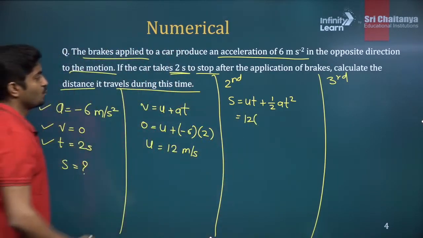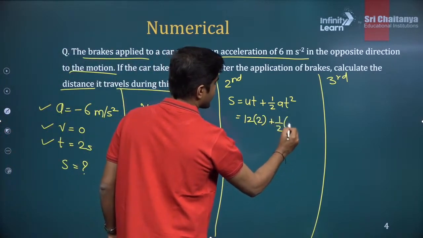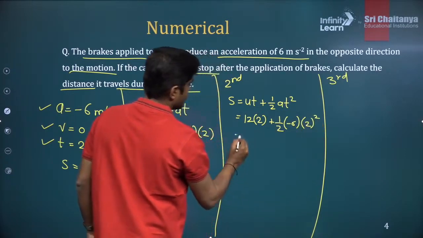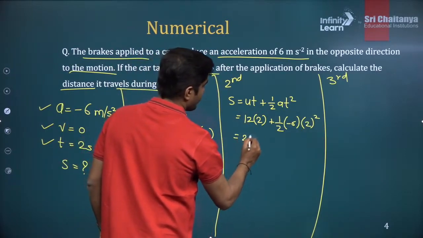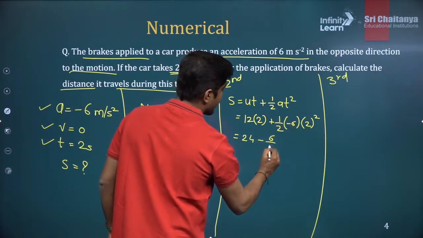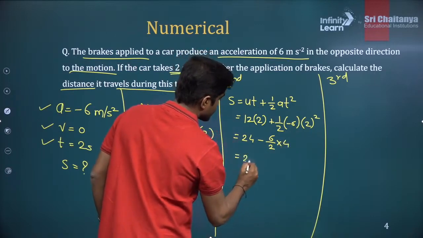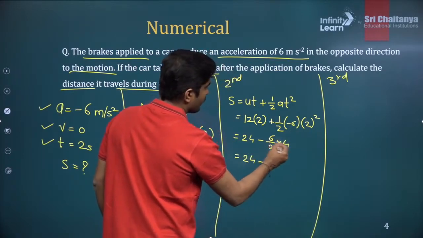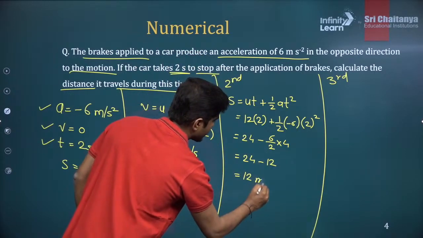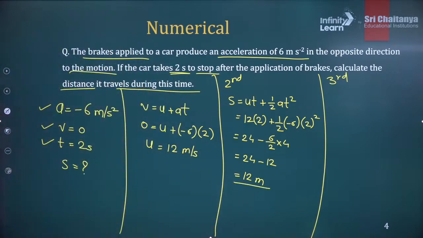Time is 2. So 12 into 2 plus 1 by 2, what is acceleration? It is minus 6, time is 2 whole square. So 12 into 2 is 24, then there is a minus sign here, minus 6 divided by 2, 2 square is 4. So it's 24 minus 24 divided by 2, which is 12. So this is 12 meters. So distance traveled is 12 meters.